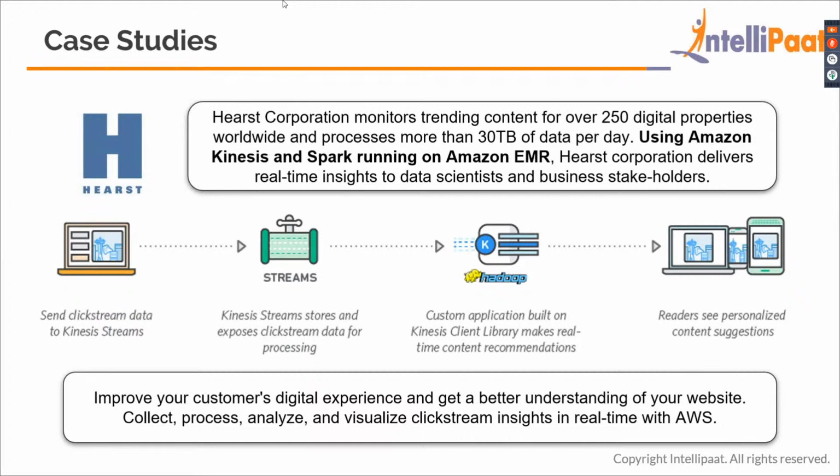You can see at the bottom: improve your customers' digital experience and get a better understanding of your website. Collect, process, analyze, and visualize clickstream insights in real time with AWS. To do this, you can use Kinesis and Spark. That's what this organization is doing right now. This is one of the real-time case studies, and I think you can understand this part. How exactly is big data on AWS useful for them? One more benefit is that they don't even need to manage anything over here. Everything will be managed by AWS. You will just have to set it up.